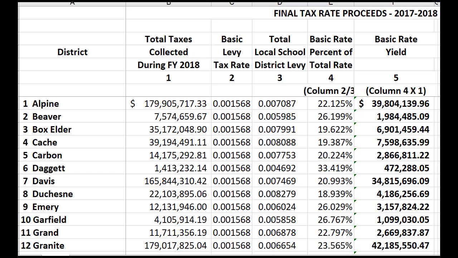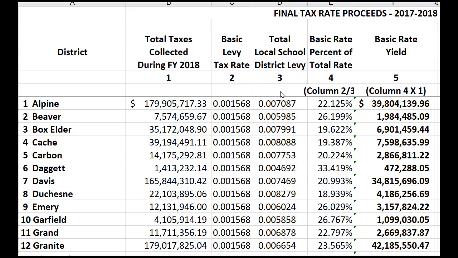This is the final basic reconciliation spreadsheet. As you can see, this lists every district in our state. The first column is the total reviewed and confirmed tax collections from each school district. The second column is the set minimum basic tax rate for each fiscal year. For fiscal year 2018, the minimum basic tax rate is 0.001568. The third column is the total tax rate levied for each school district.